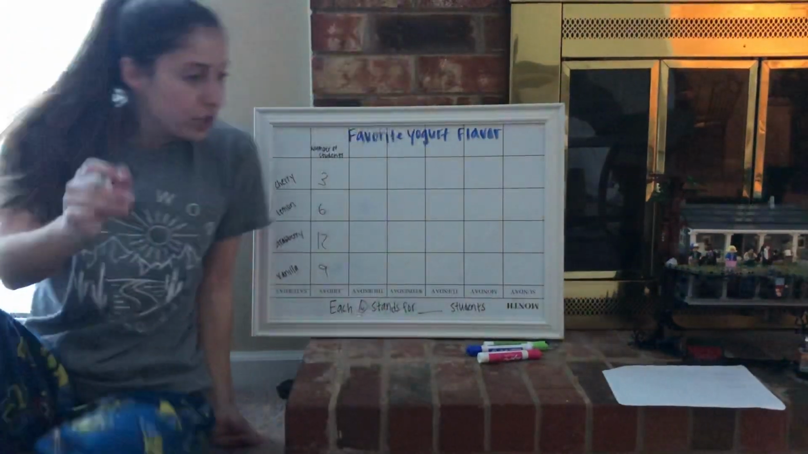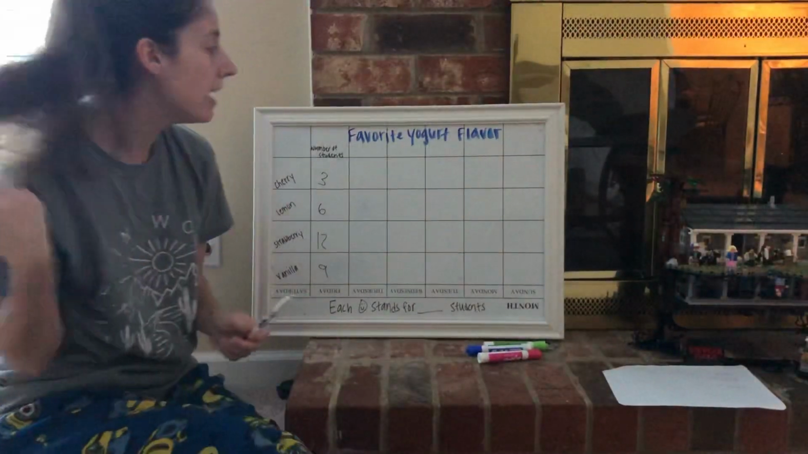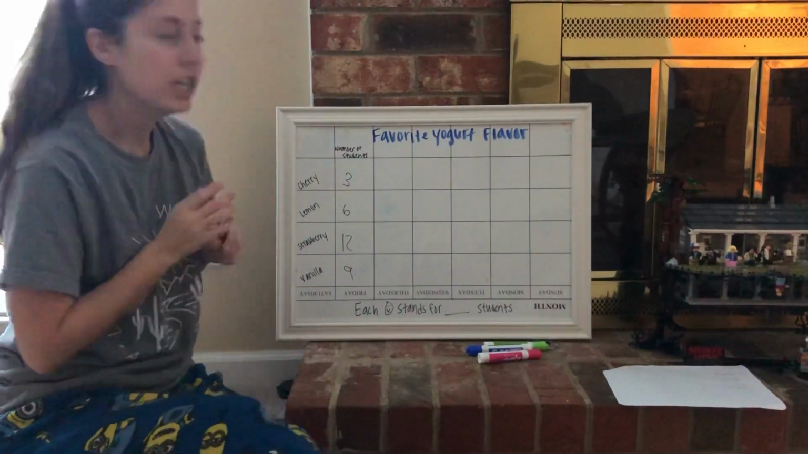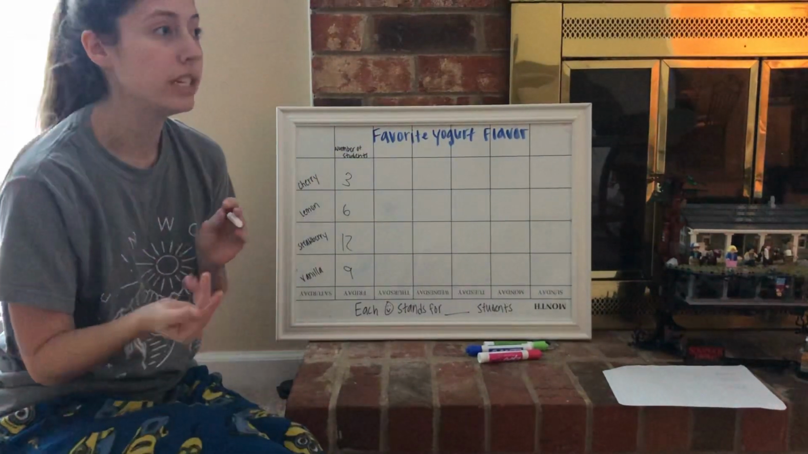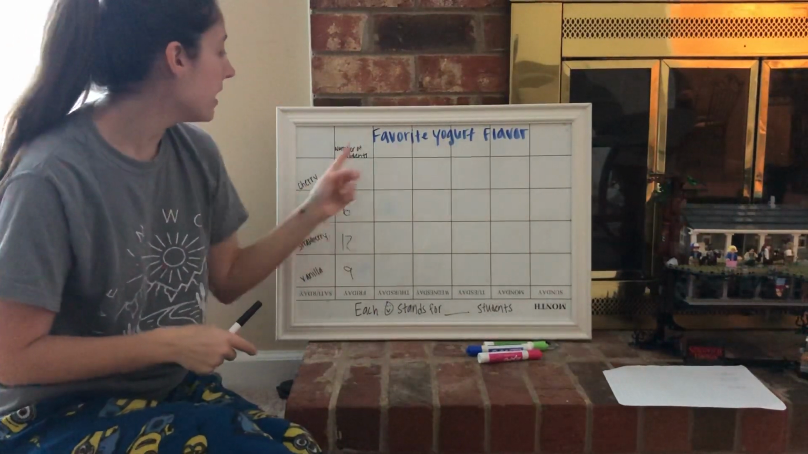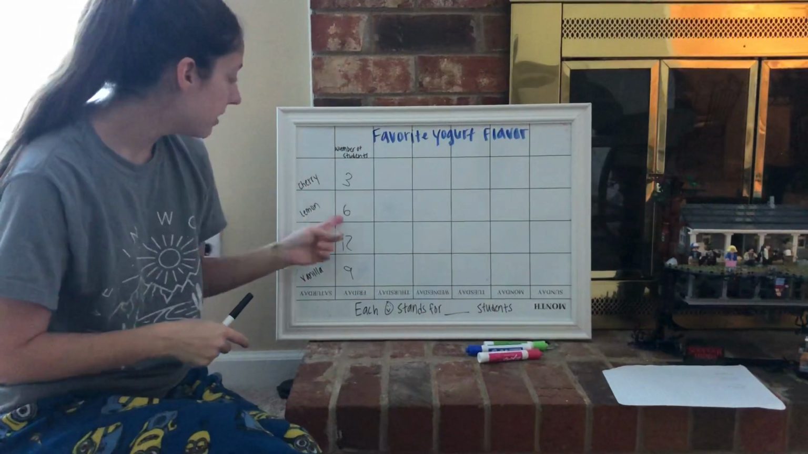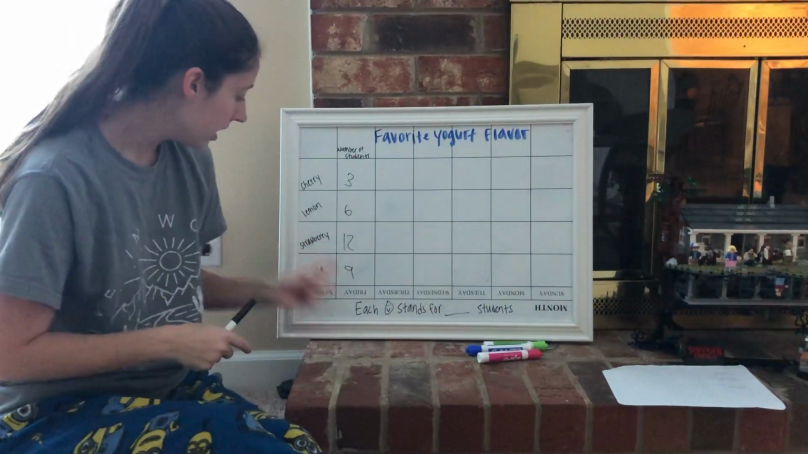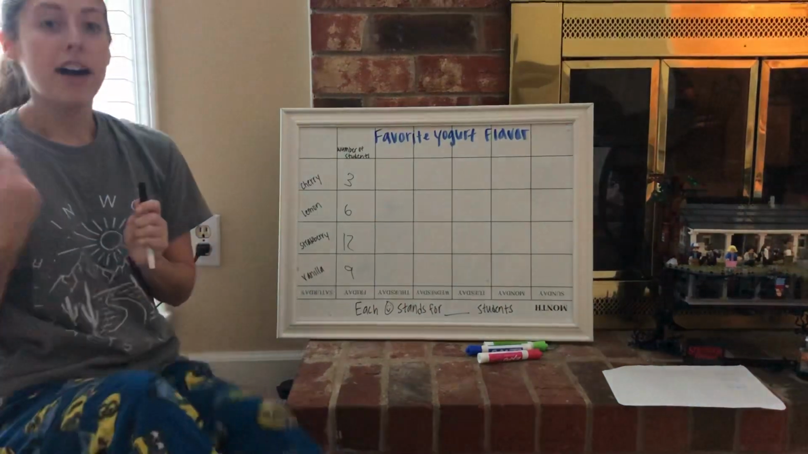Alright class, today I'm going to show you how to quickly take data that we gather and put it into a pictograph. So say for instance, I went out into the world and I asked people what their favorite yogurt flavor was. And 3 people said they like cherry, 6 people said they like lemon, 12 like strawberry, and 9 like vanilla. So I have my data.